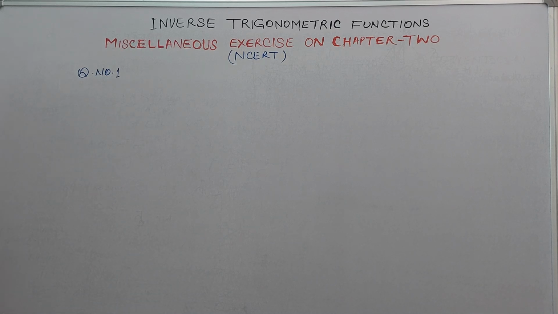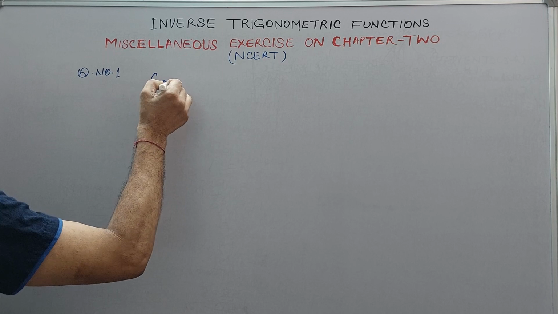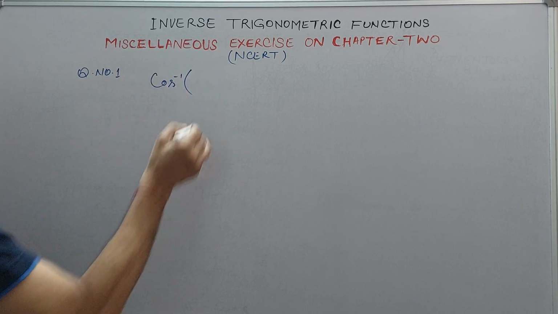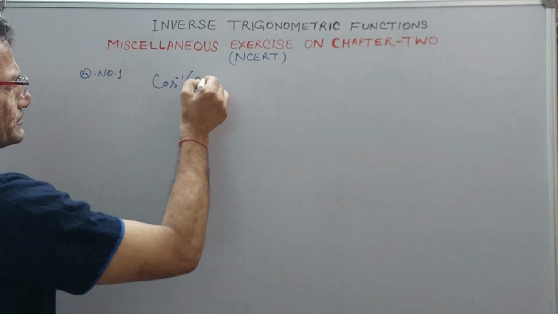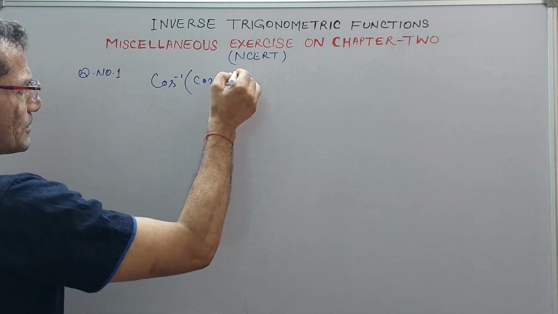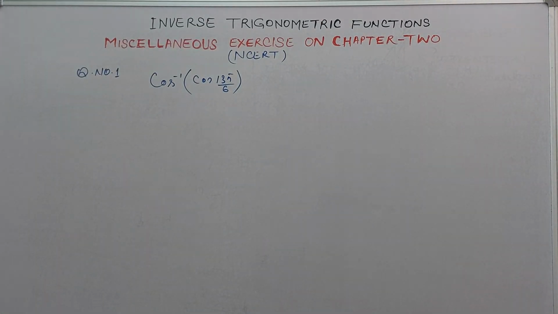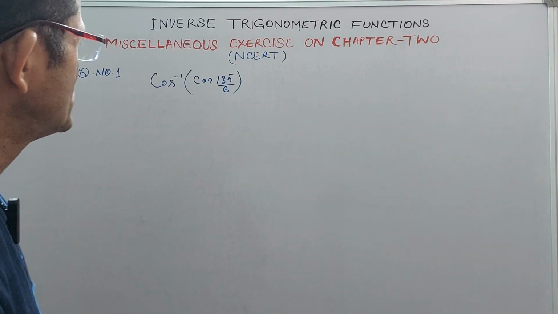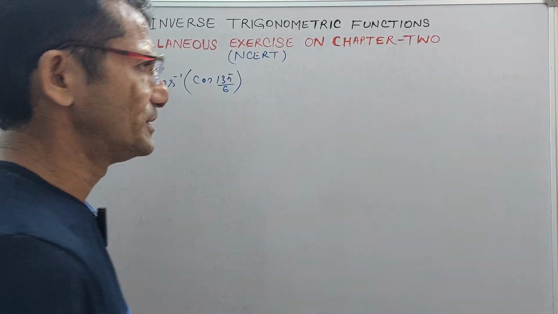Find the value of cos inverse cos of 13 pi by 6. So this is our problem. Cos 13 pi by 6, we consider only the principal value branch.